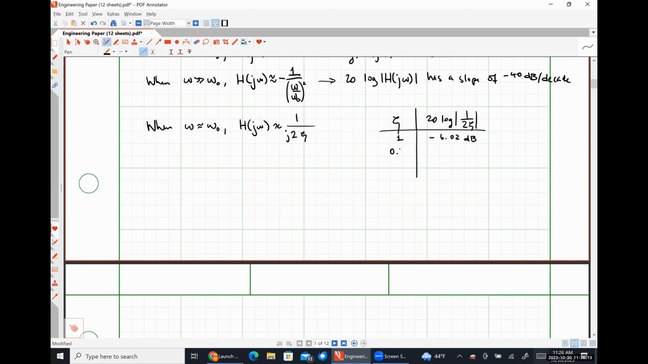Now, let's look at what happens when zeta is equal to 1/2. So at 1/2, we would have 20 log of 1, which is 0 decibels. So effectively, if zeta is exactly equal to 1/2, we don't have to correct anything. For 0.25 zeta, we're going to have 20 log of 2, which is positive 6.02 decibels.